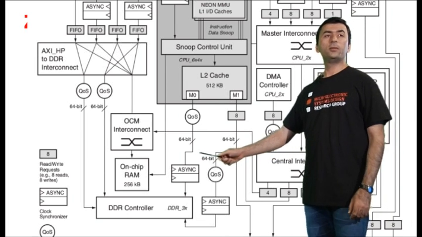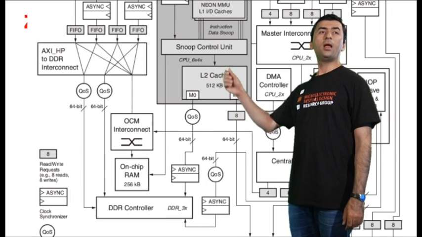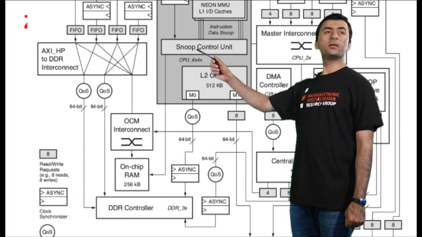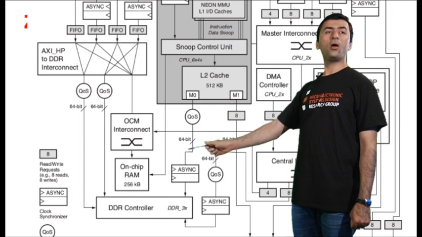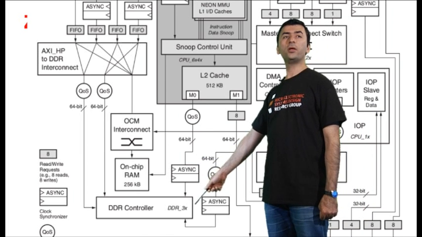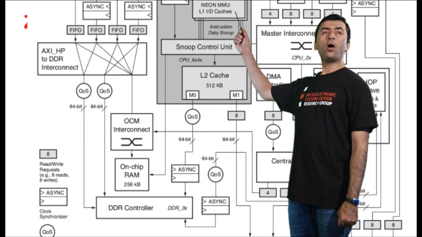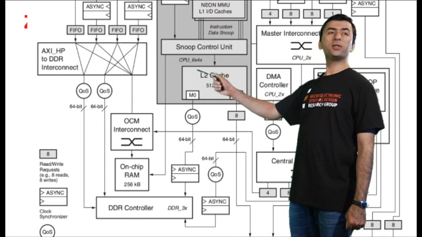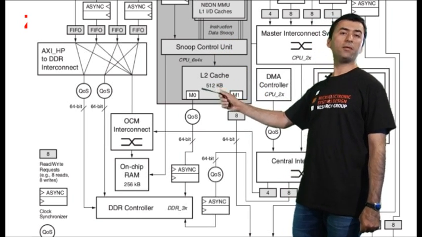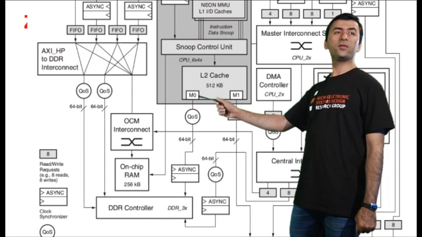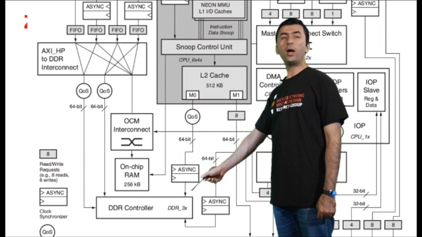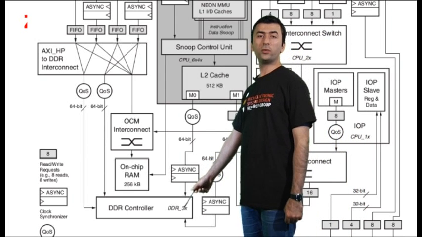Then, if I look, I can see that my ARM CPU host, which is here, also has the possibility of accessing the DRAM memory. So we have our CPU host here, then it has its own caches, then we have the Snoop control unit, then we have the L2 cache, and then we have this M0 port, and if we follow the M0 port through an async block, it will go to the DRAM memory.